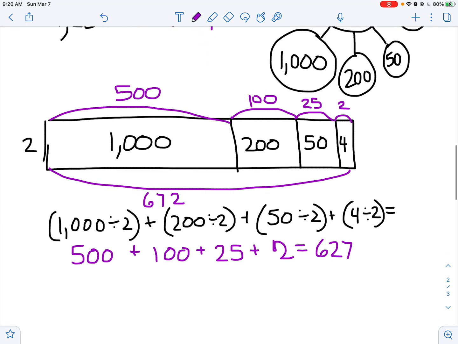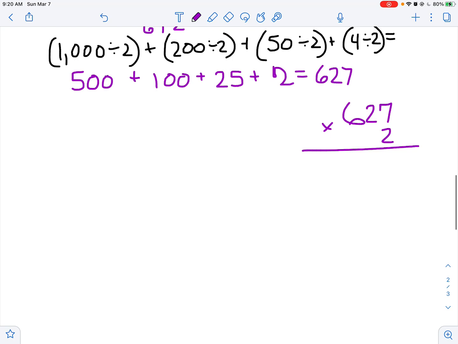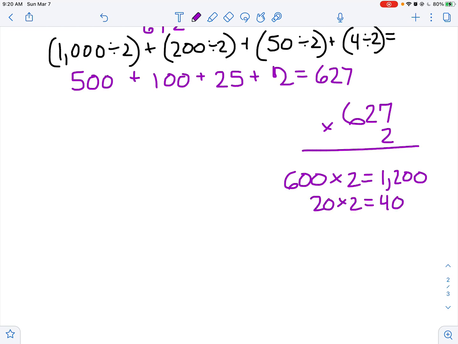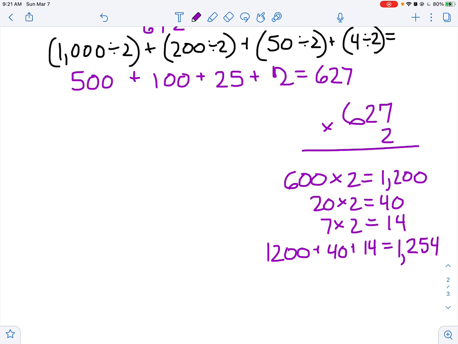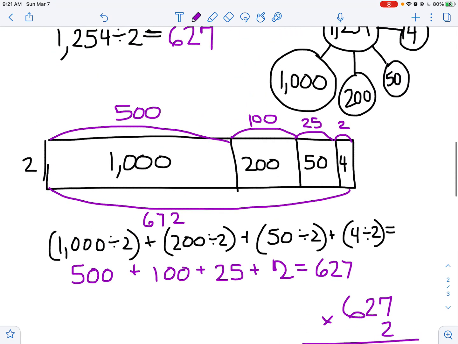627. And again, I'm going to ask you to check your work. So we do 627 times 2. I'm going to do 600 times 2 is 1,200. I'm going to do 20 times 2 is 40. 7 times 2 is 14. And if I add all of those, 1,200 plus 40 plus 14, I'm going to get 1,254.